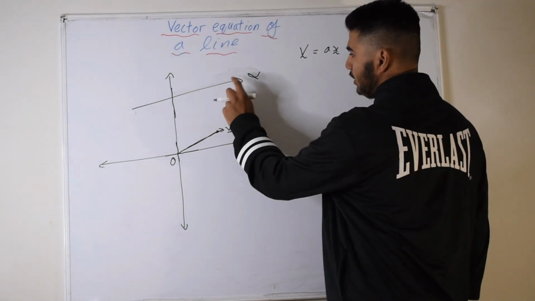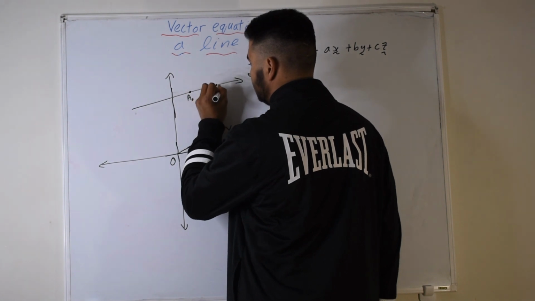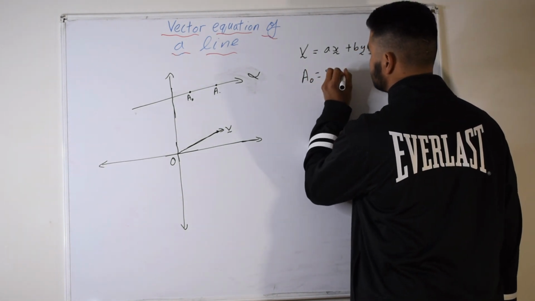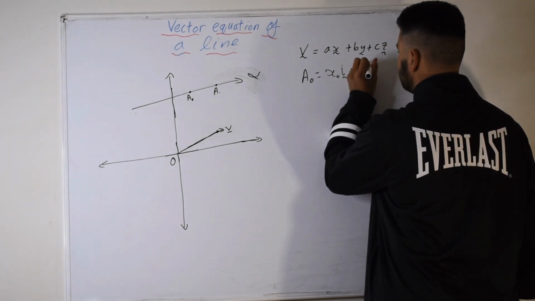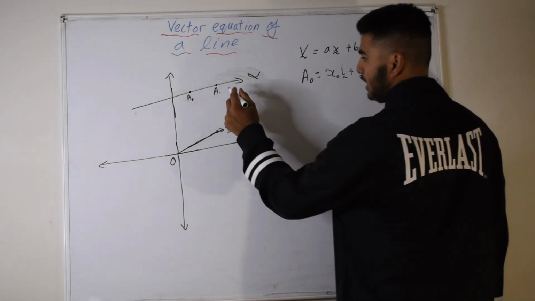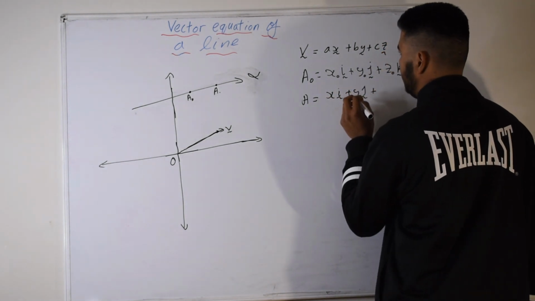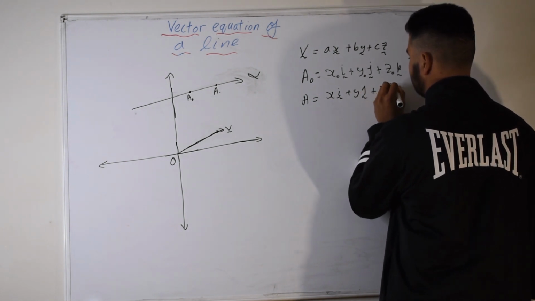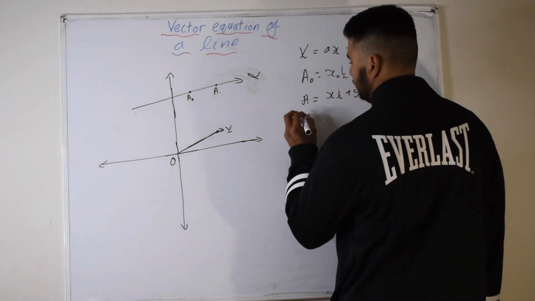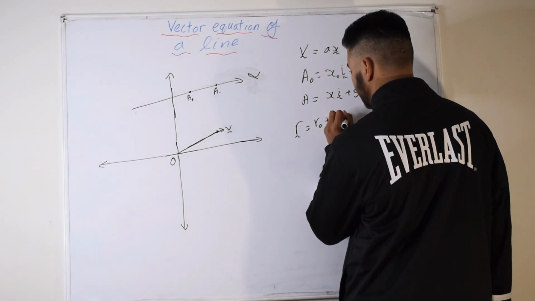And we'll denote 2 points on the line alpha over here. This can be A initial and A. A initial can be written as x initial i plus y initial j plus z initial k. And vector A would be x of i plus y of j plus z of k. Correct? We've been given that. Vector equation of a line is defined by vector r equals r initial plus lambda v.